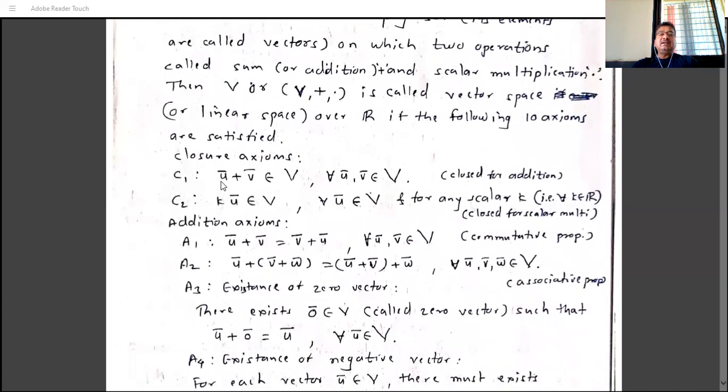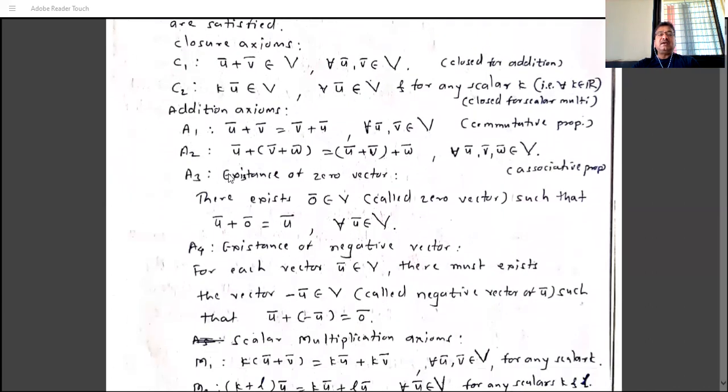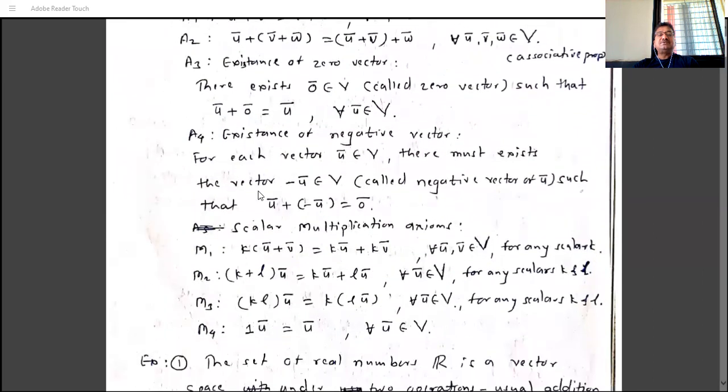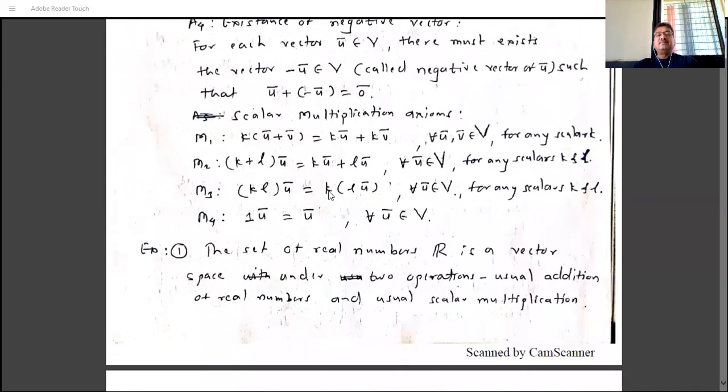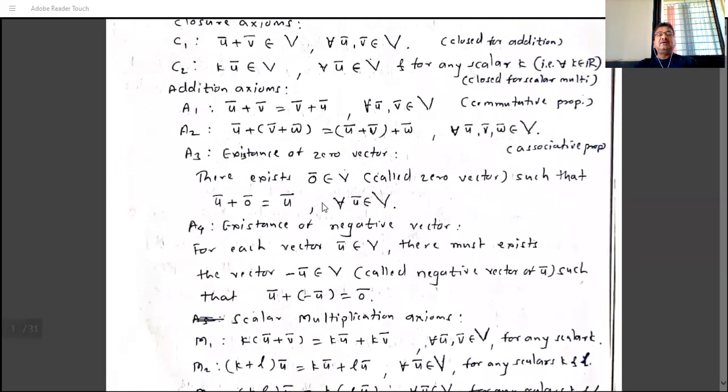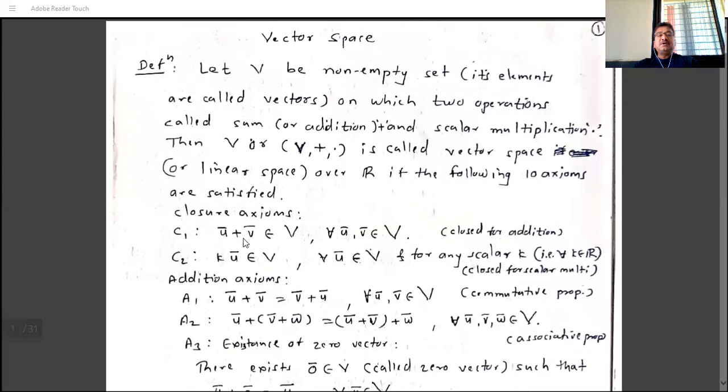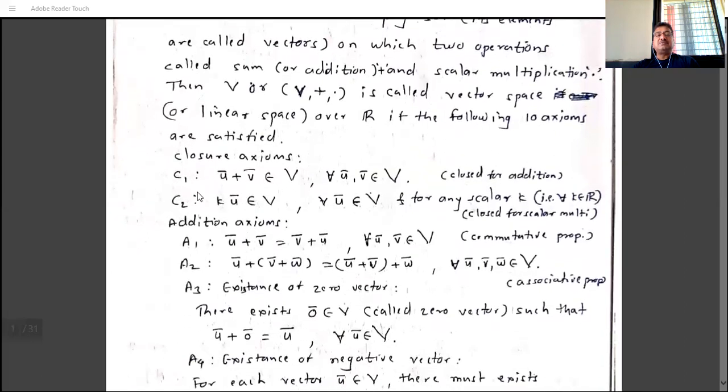So what are these 10 axioms? The first two are called closure axioms. The next four are called addition axioms, and the next four are called scalar multiplication axioms. So these are the total 10 axioms. First, the two closure axioms. The first one is: U bar plus V bar belongs to V for all U bar and V bar belonging to V. That is, V is closed for addition.